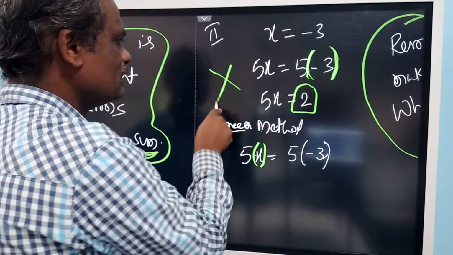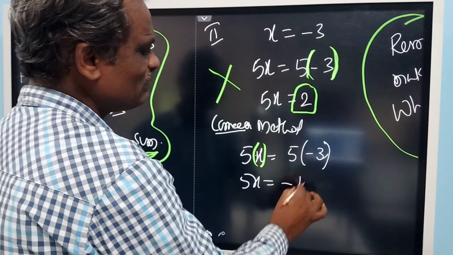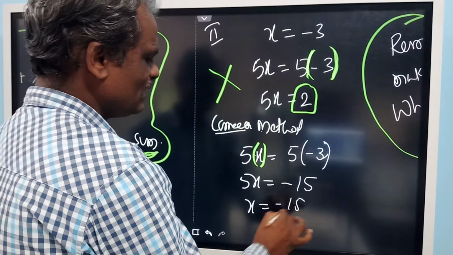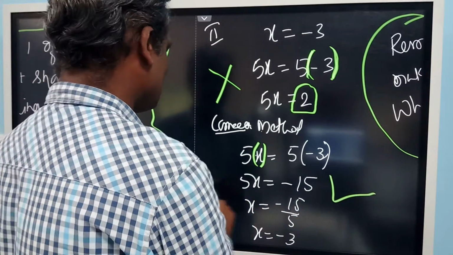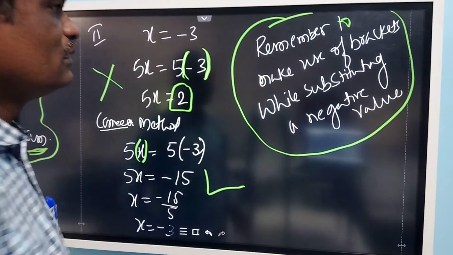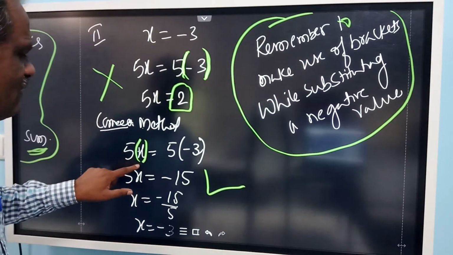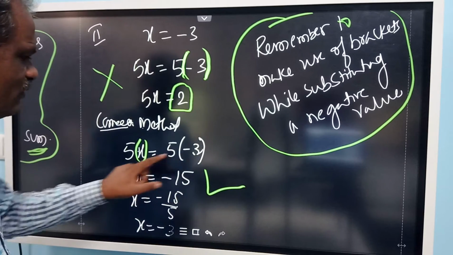So this is wrong. Okay. Now 5x will become minus 15. So x is equal to minus 15 by 5, x is equal to minus 3. So this is the correct method. So what is that thing? Remember to make use of brackets while substituting a negative value. In place of x you are substituting a minus 3, a negative value, in place of x.